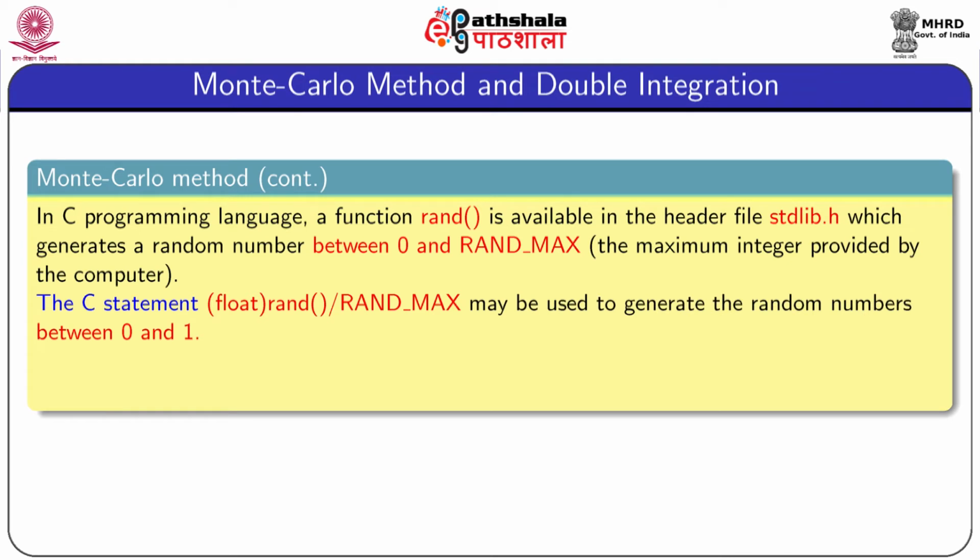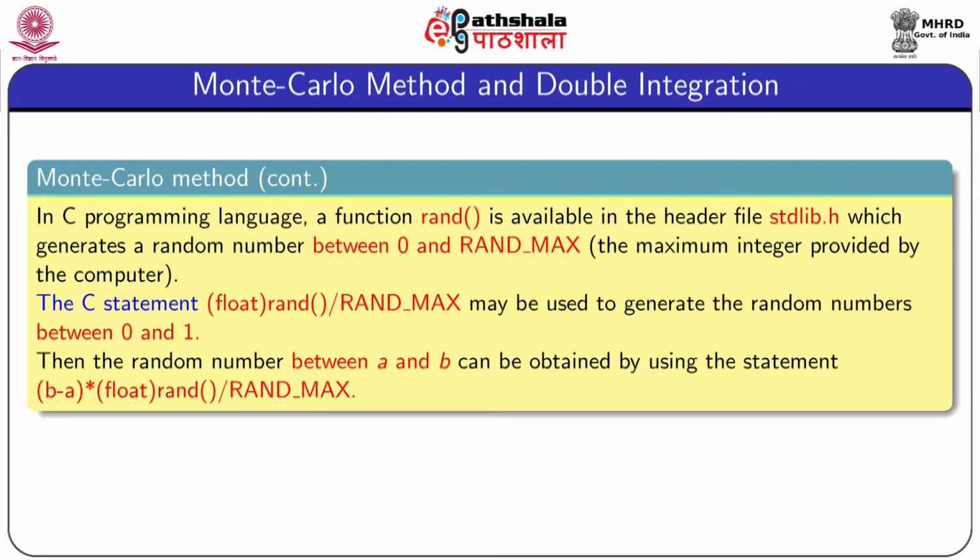Then the C statement float, this is the cast operator, rand by RAND_MAX may be used to generate random numbers between 0 and 1. When the random number is divided by the maximum random number RAND_MAX, the random number is converted to the range 0 to 1. And to get a random number between A and B, the following C statement may be used, which is nothing but A plus (B minus A) into float of rand, the function rand by RAND_MAX. So, this expression gives a random number between A and B.